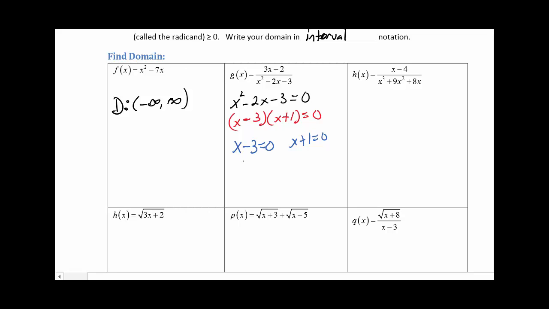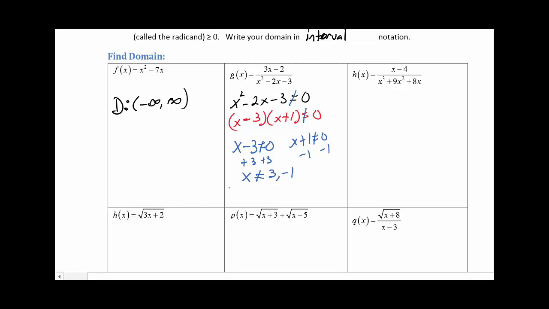And so let's see, here I would add 3 to both sides. Here I would subtract 1. And so we get that x cannot be equal to 3 and negative 1. Just so I'm consistent here, what I'm trying to say is that I don't want that to equal 0. So I'm trying to figure out what values will make it equal 0, and that would be at 3 and negative 1.